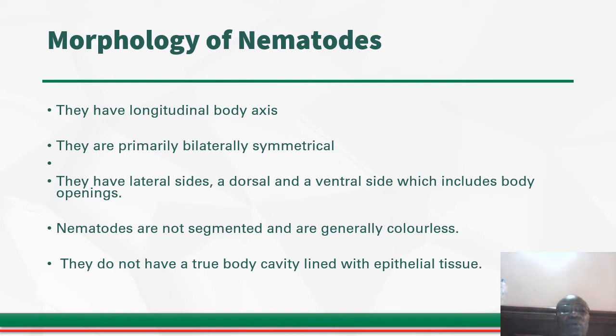Their physical appearance, that is their morphology. They have a longitudinal body axis, and they are primarily bilaterally symmetrical, as I mentioned earlier. They have lateral sides, a dorsal and a ventral side, which include body openings. The nematodes are not segmented and are generally colorless. They do not appear in different colors. They do not have a true body cavity lined with epithelial tissue, and that's why we refer to them as pseudocoelomates.